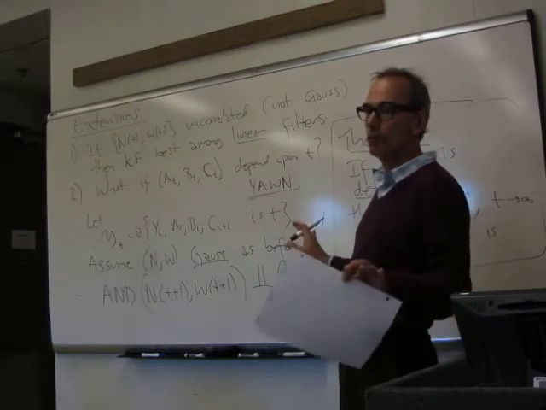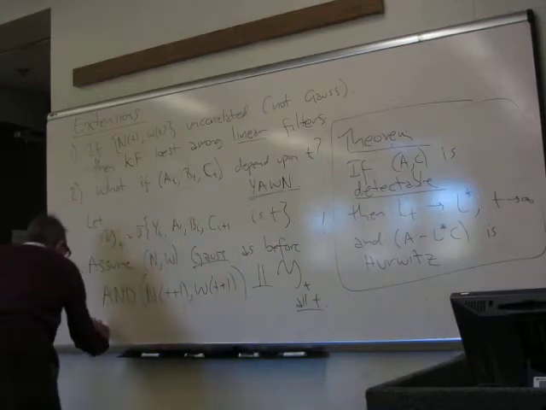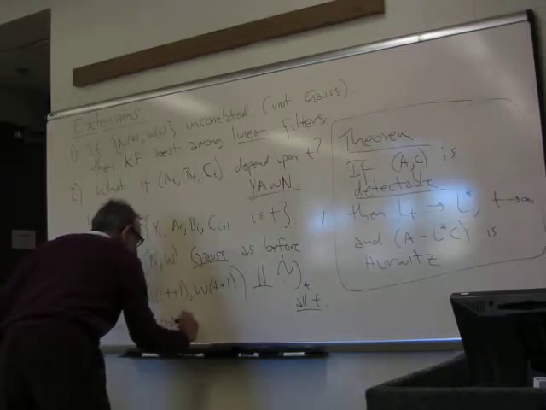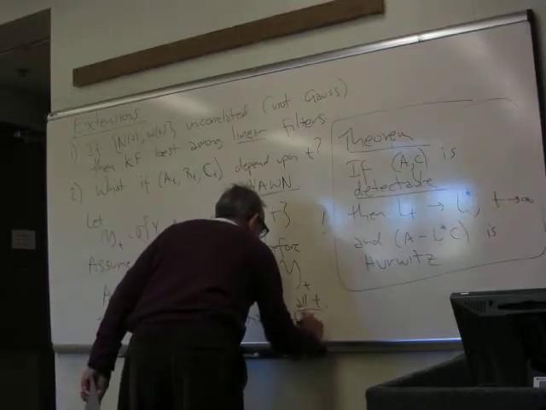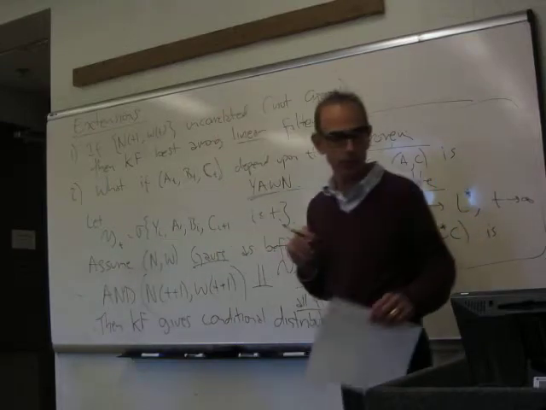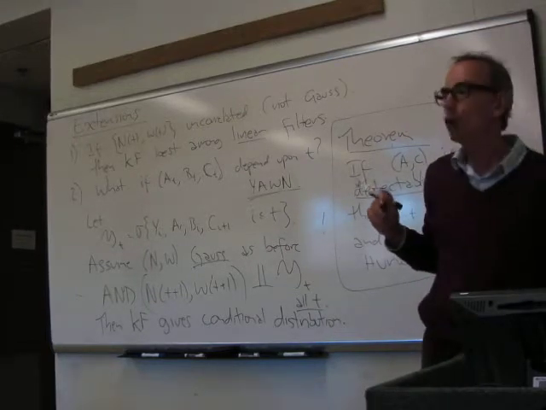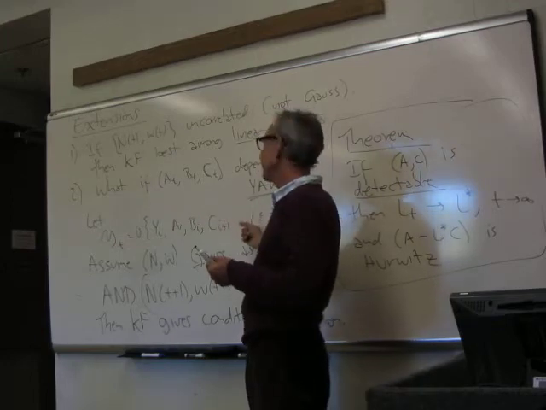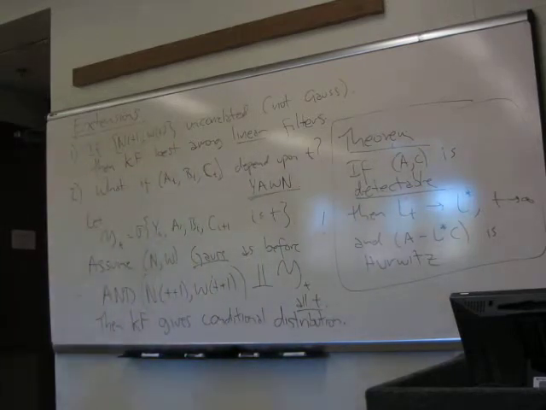So if those hold, then the Kalman filter is still the optimal filter. It still gives you the conditional distribution. That's a pretty fact. There are other things I want to say, but forget it. And the proof is identical. Basically, there's no difference at all. Given these are your observations, it's just as if it's a deterministic system. You observe these things, and you use the fact that we know the conditional distribution is Gaussian, and you prove it by induction.